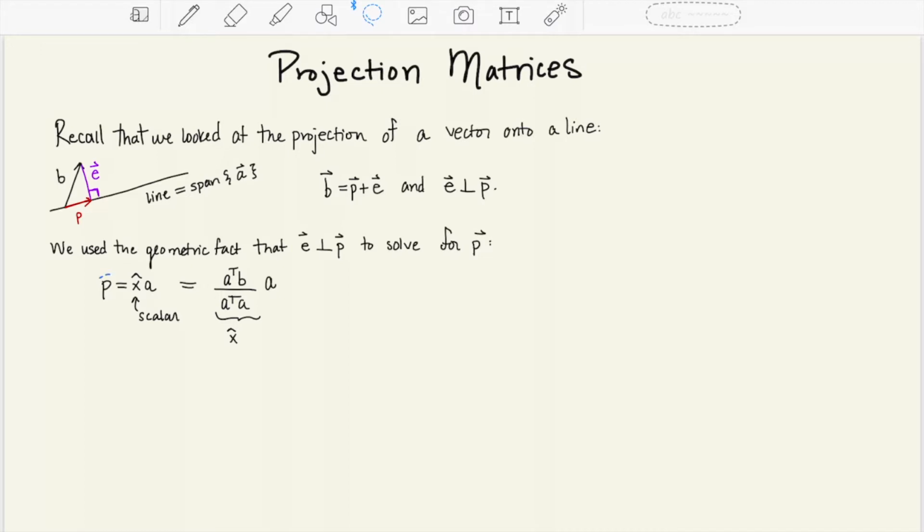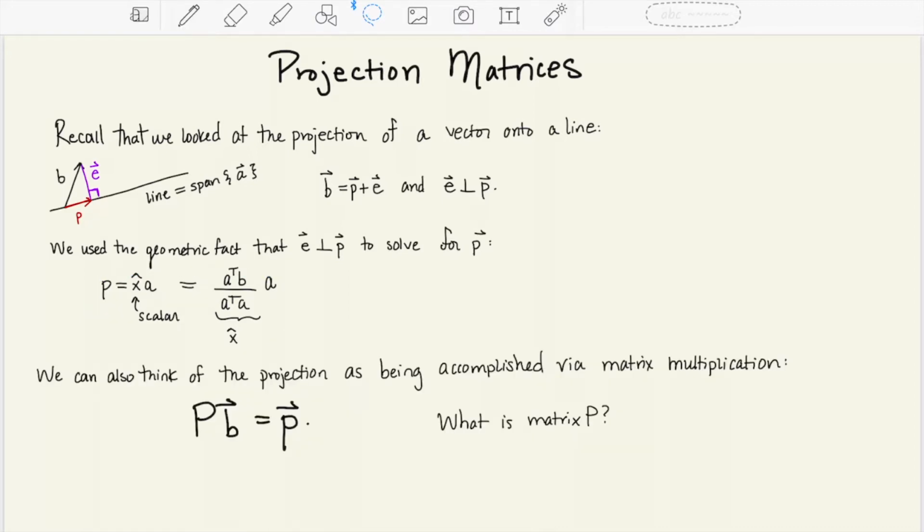But what the formula boils down to is that the projection vector P is going to be a scalar multiple of A. And how that scalar is determined is by the inner product of A and B divided by the inner product of A with itself. This comes out of the geometric fact that the error vector E is perpendicular to P, and we can use that to solve for P. If you're in a crunch, you can just memorize this formula if you need to calculate the projection of a vector onto a line.